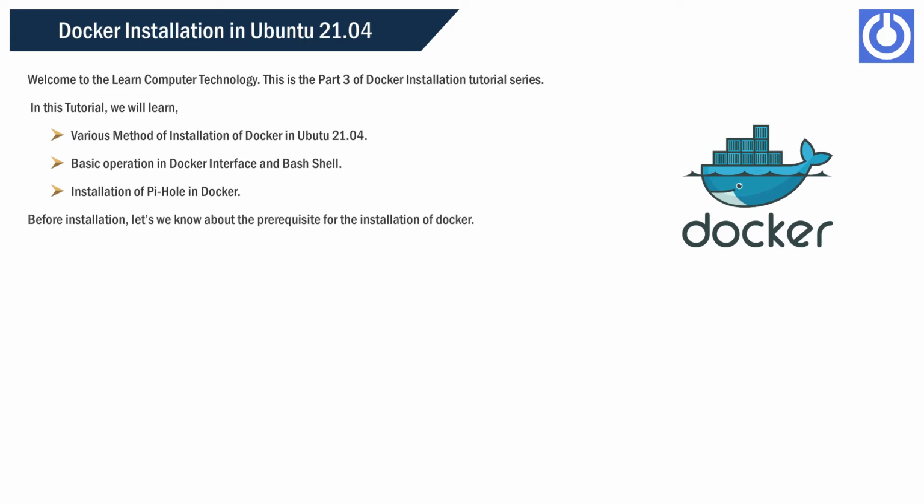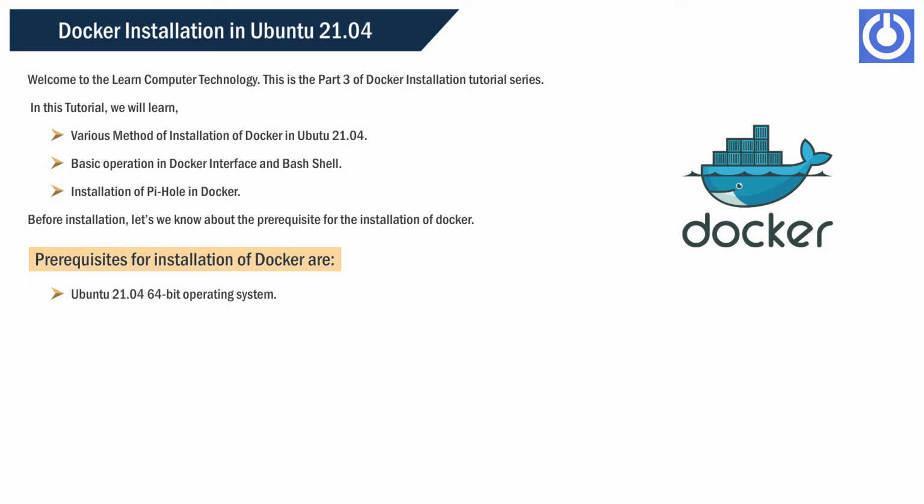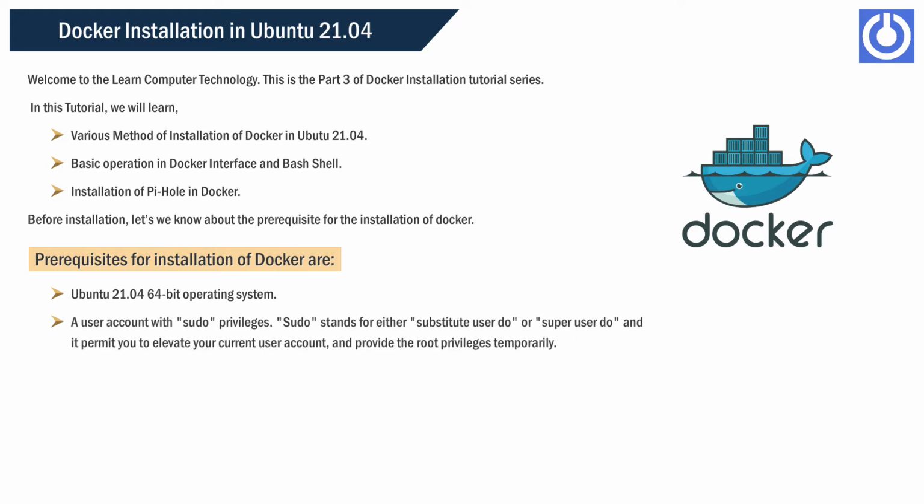Before installation, let's know about the prerequisites for the installation of Docker. Prerequisites for installation of Docker are: Ubuntu 21.04 64-bit operating system, and a user account with sudo privileges. Sudo stands for either substitute user do or super user do, and it permits you to elevate your current user account and provide the root privileges temporarily.